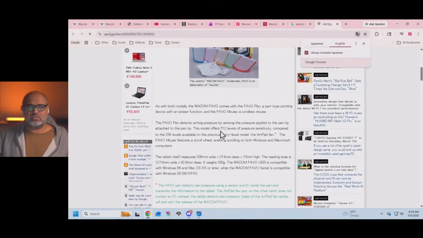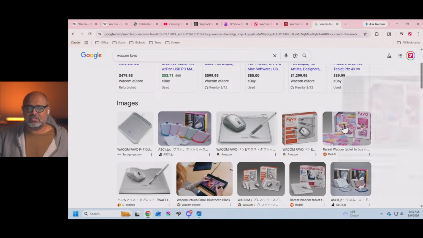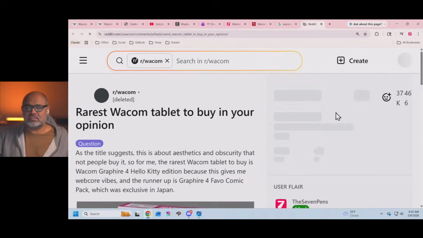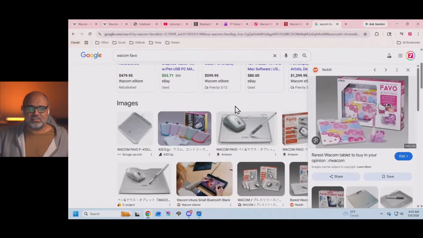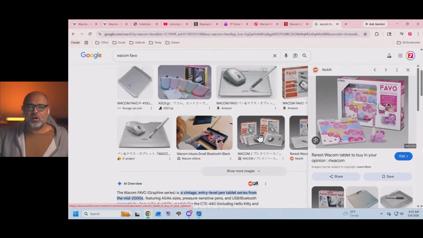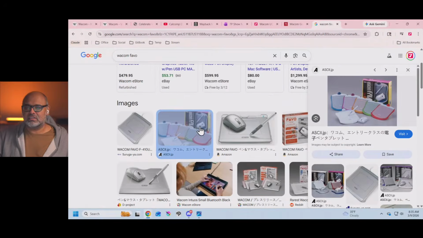Okay, yeah, here we look at this thing. First of all, what do you notice? You can tell which era of computing this turned up in because of the rainbow colors, right? Look at this, Wacom Favo. A Hello Kitty version. Back then, Wacom did stuff like this, right? They actually did colors and creativity. Now we just get gray and black plastic. But they had some creativity back then. Which color would you pick? I would pick the red probably, or the purple.